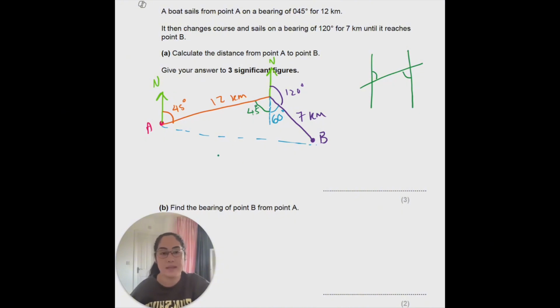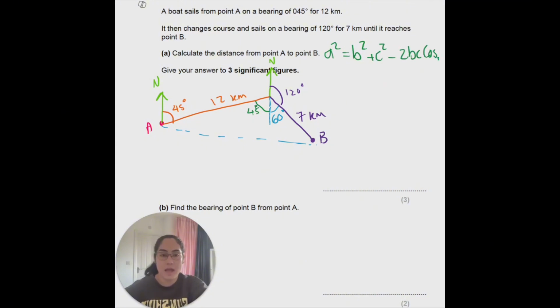I have an angle opposite the length that I'm looking for, so that immediately tells me, because I have the other two lengths and the angle opposite the length that I'm looking for, the formula of the cosine rule is a squared is equal to b squared plus c squared minus 2bc cos angle. Right? Now this formula is given to you on your formula sheet, so you don't need to memorize it. It will be there for you.